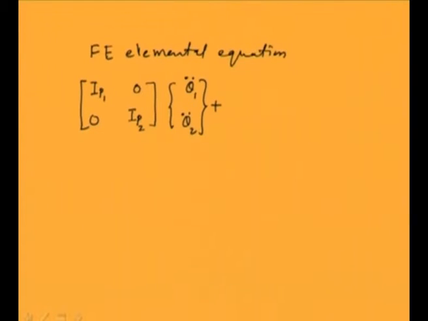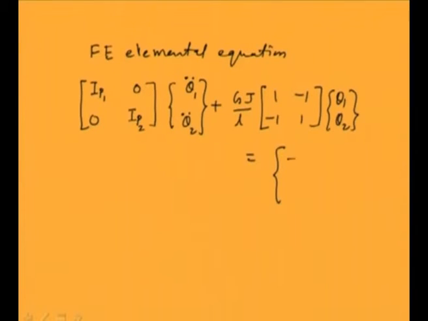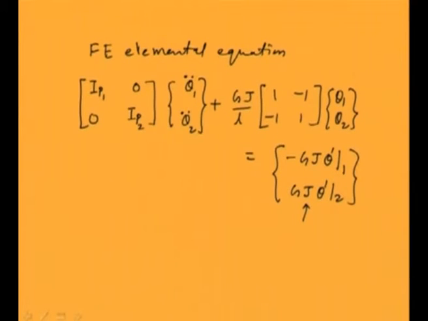Then we have the stiffness matrix, and equal to the internal torque. This is at node 1 and this is at node 2. You can see that our terms are nothing but torque, as we already defined earlier. So they are internal torques, and there is no external moment because we are solving the free vibration. So there is no external moment term in this.